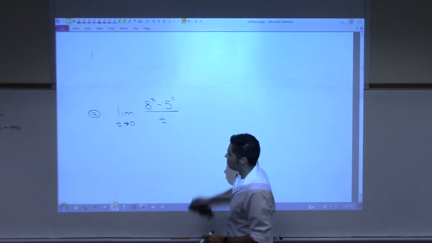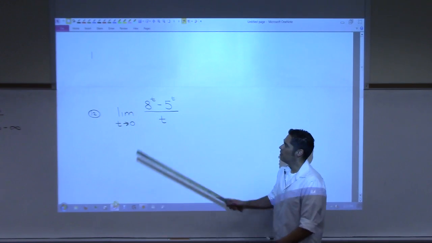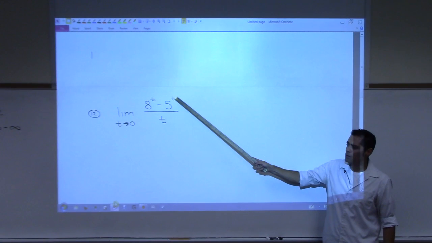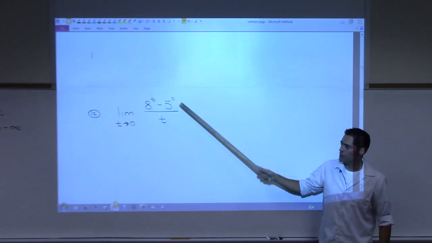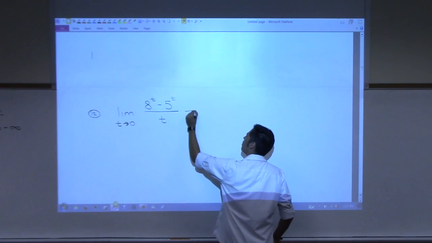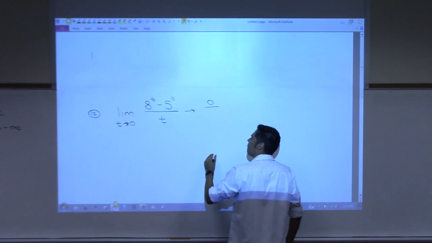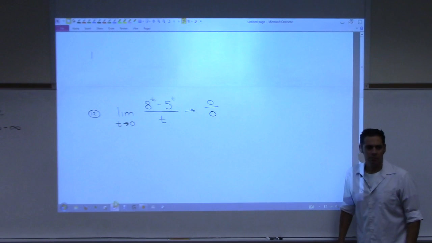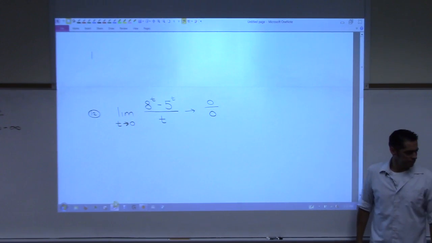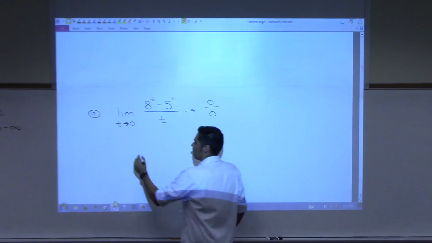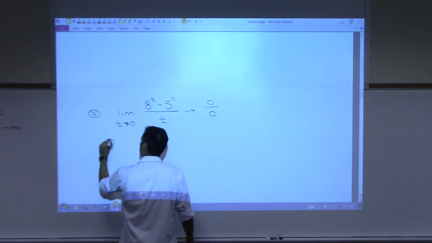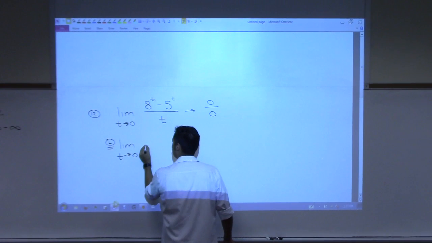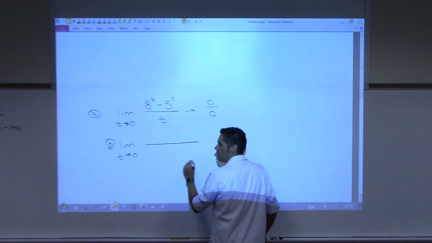First, do your direct substitution. T is going to 0. What is 8 to the 0? 1. 5 to the 0. 1. 1 minus 1. 0, so the top's headed towards 0. Bottom, that's just 0. Okay? 0 over 0. Good. We can use L'Hopital. Limit. T goes to 0. Derivative time.